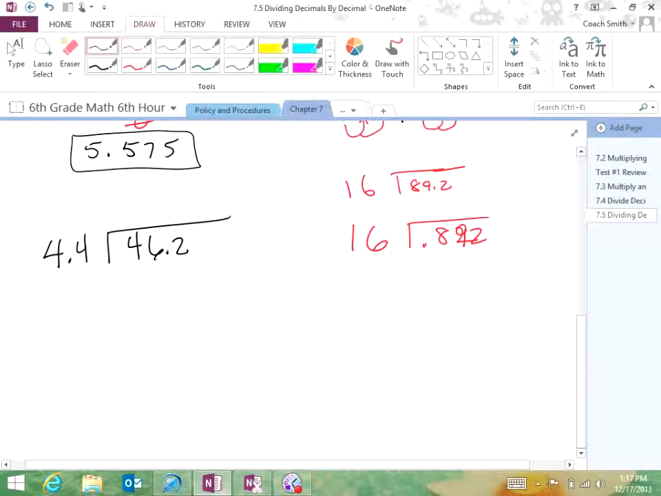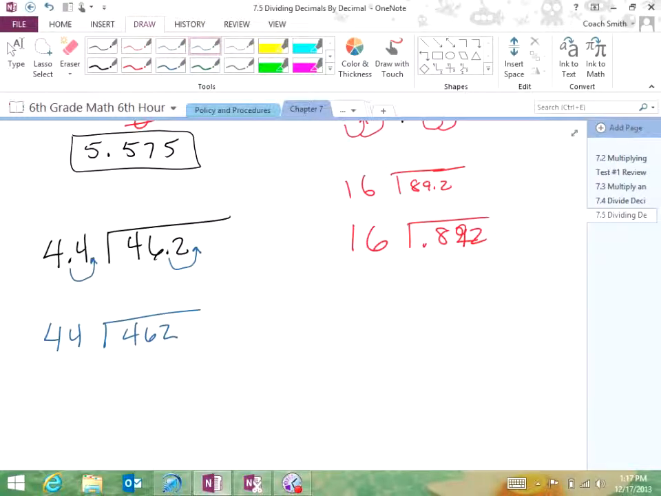4.4 into 46.2. So I've got to move it one place to the right, and inside as well, one place to the right. So that gives me 44 into 462. Now you just start dividing.